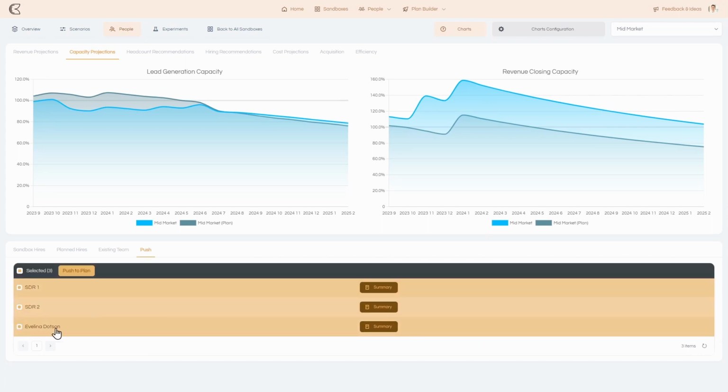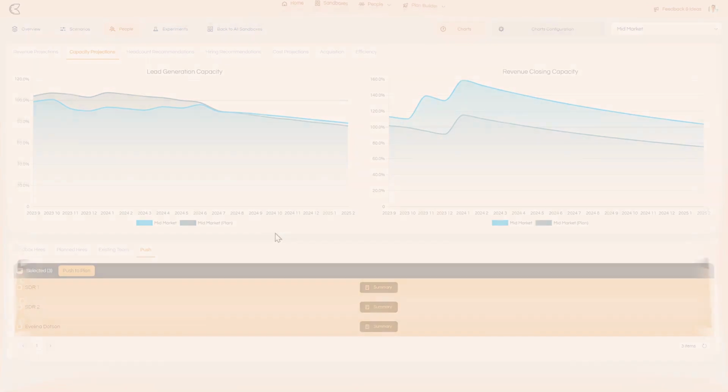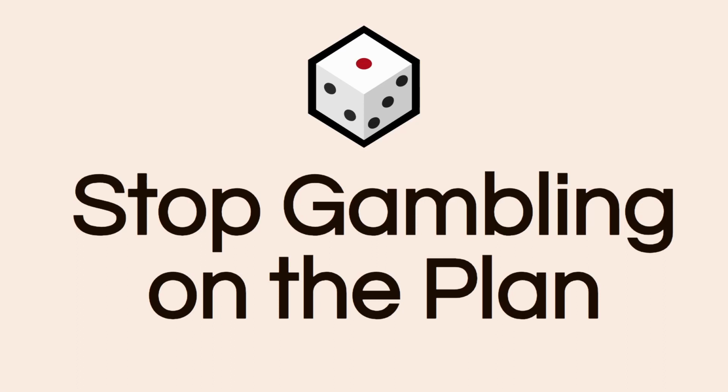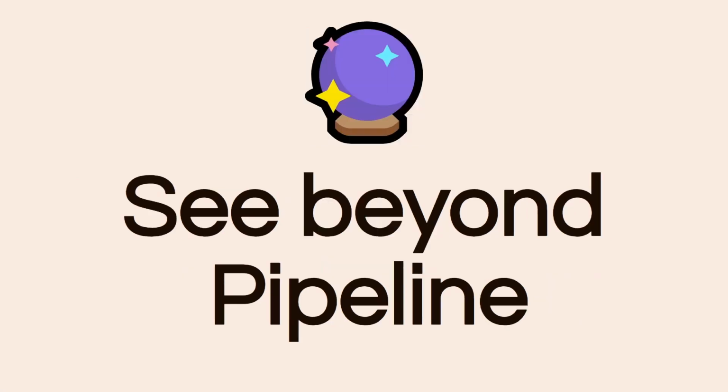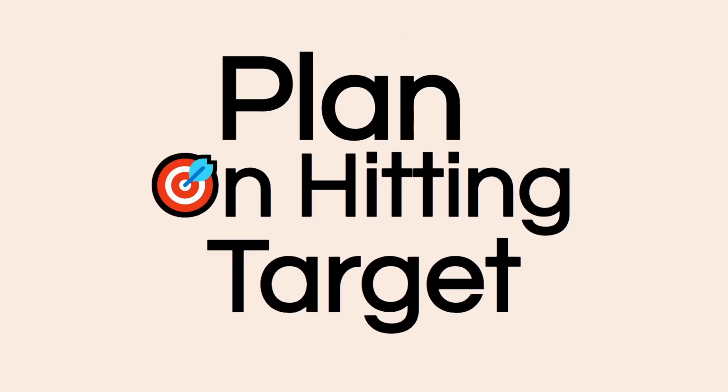Well, this is where it comes back to your plan. You can then push them to the plan, get them approved, and then get hiring. With Clevenue, you can finally stop rolling the dice when it comes to planning, and instead grow in a far more predictable way, with insights stretching far beyond pipeline forecasts. It's time to finally plan on hitting target.